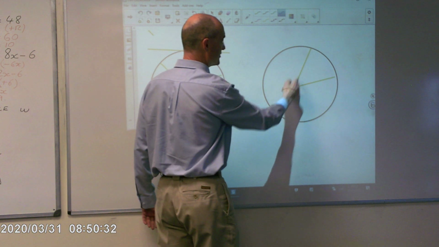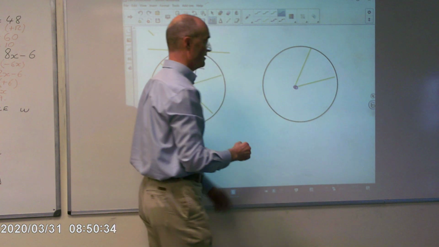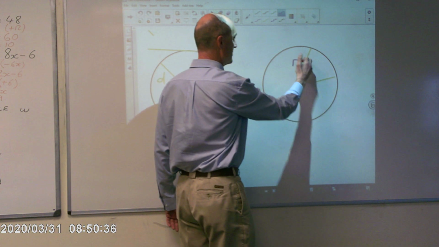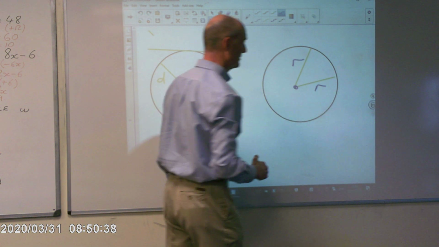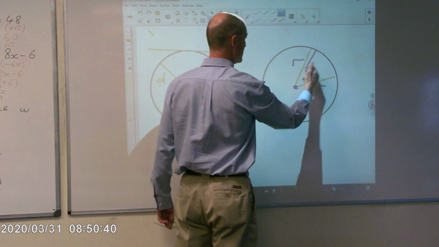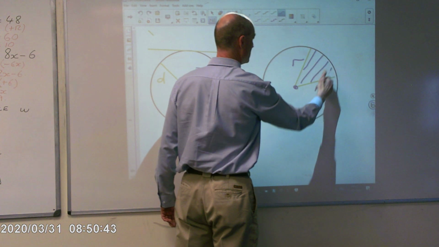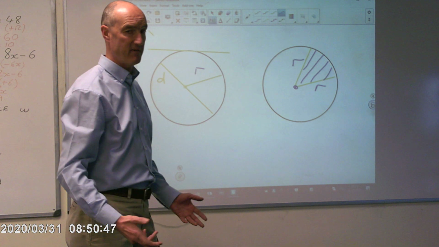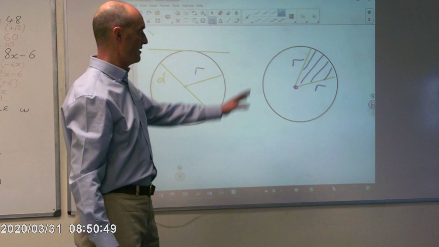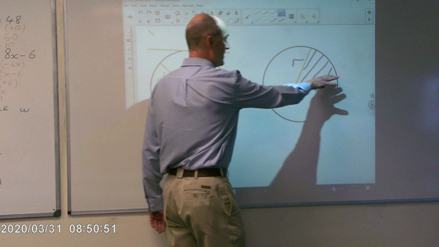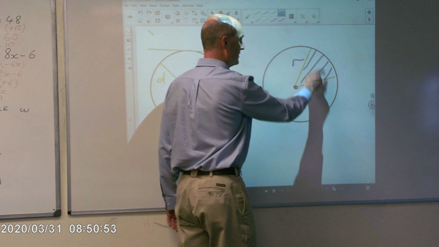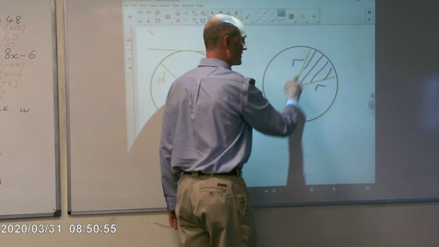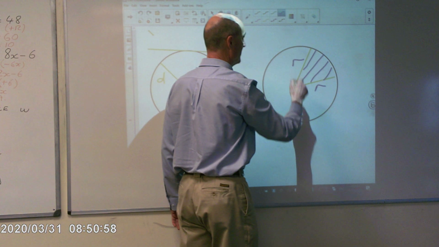Two lines going from the centre point out to the circumference, so those are two radii. That's a radius, that's a radius. The area that is enclosed is called a sector, and that's really what we're going to be focusing on today, the idea of a sector. So we've got a radius here, and we've got a sector, which is the defined area.